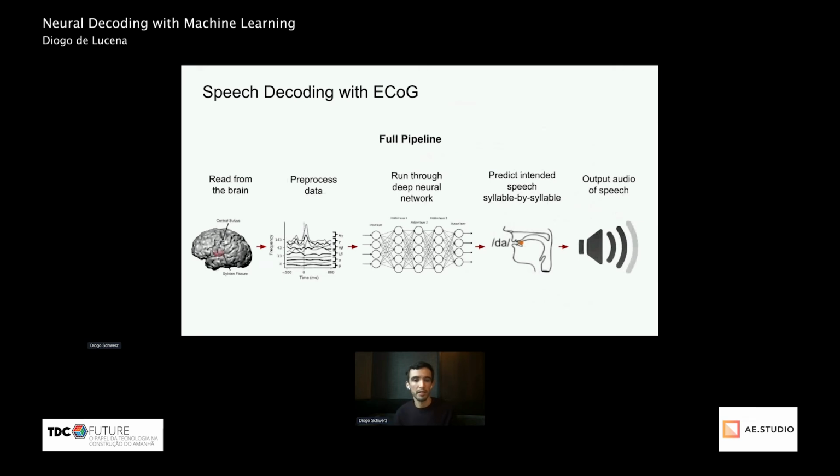So there's a full pipeline of what we usually do in these projects. We have these brain recordings from different types of sensors, in this case, ECOGs. We pre-process that data. Here we're decomposing it into different frequencies. We put it into a deep neural network, and we get a classification, and then we can put it all together, for example, synthesizing that speech for someone that doesn't have the ability to speak.